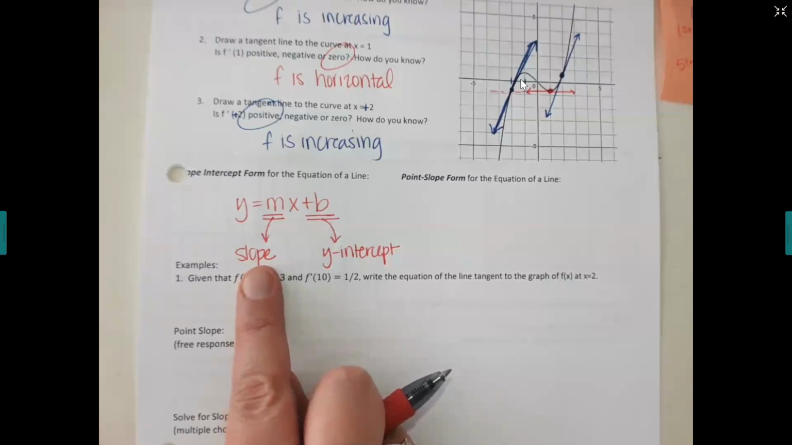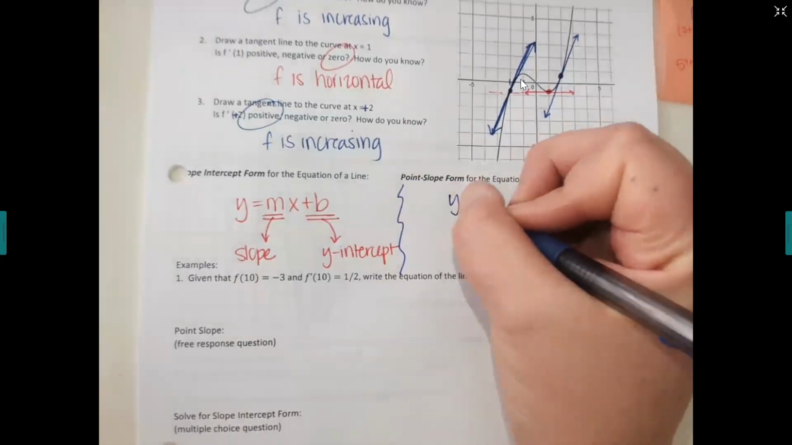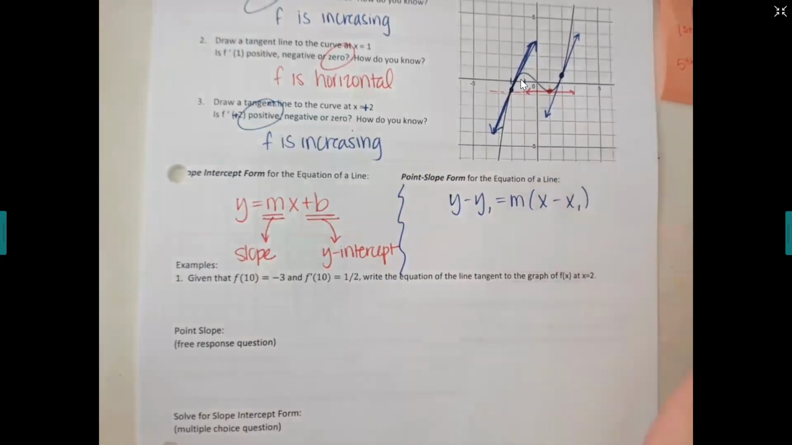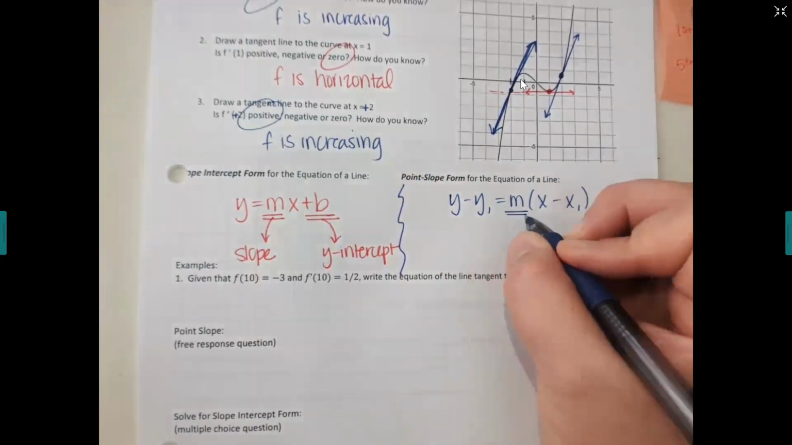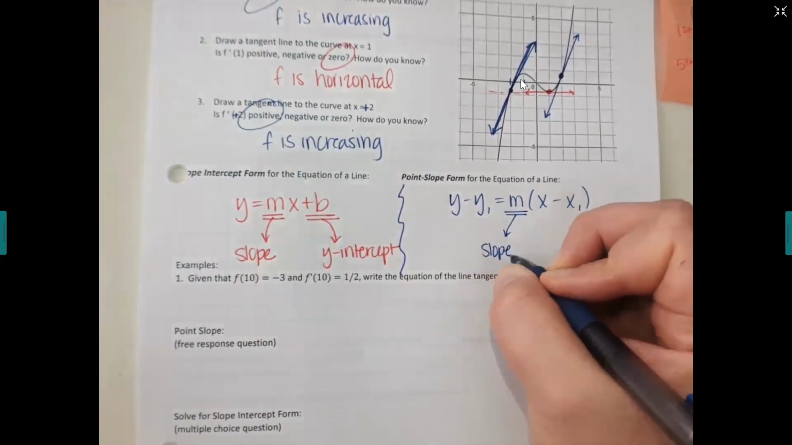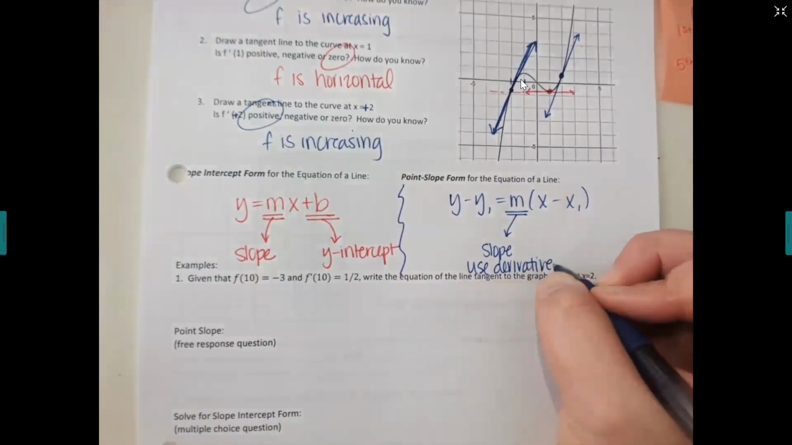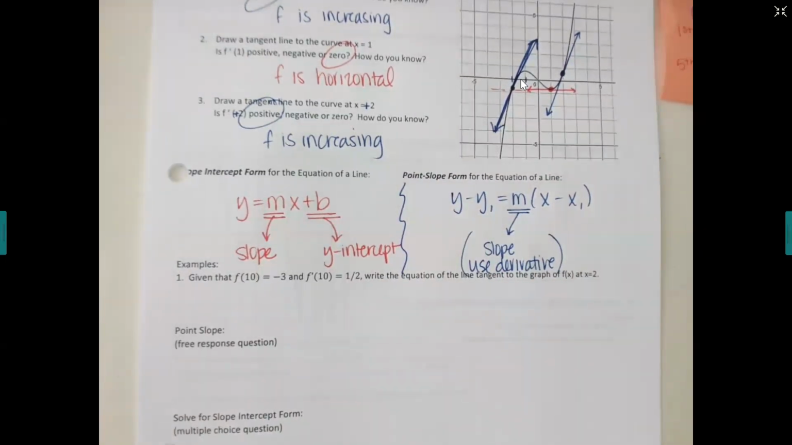Now, the second form for the equation of a line is point-slope: y minus y1 equals m times x minus x1. m is still your slope. And remember that to find the slope, we're going to use the derivative, because we learned how to find the derivative last class. And we know that the whole point of finding the derivative is to get to the slope. Then the x1 and the y1 are a point that the line has to pass through.